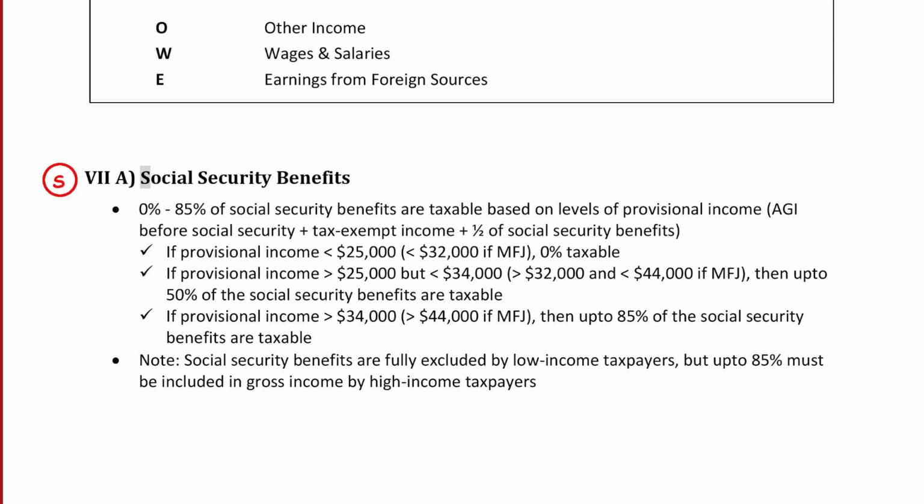Now 0 to 85% of social security benefits may be taxable based on the income level of the taxpayer. If provisional income is less than $25,000, or less than $32,000 if married filing joint, social security benefits are 0% taxable. In other words, social security benefits are fully excluded by low income taxpayers. But up to 85% must be included in gross income by high income taxpayers.